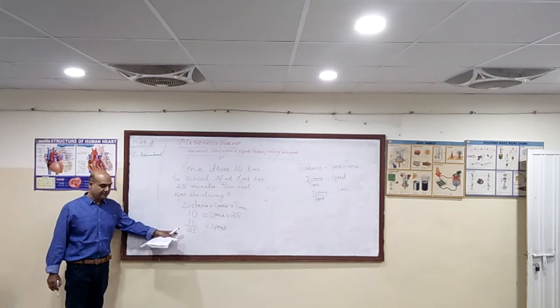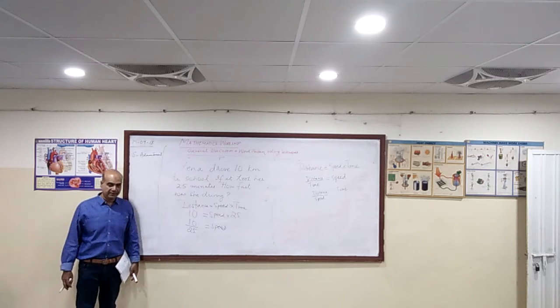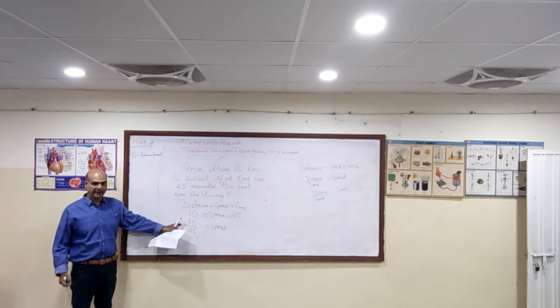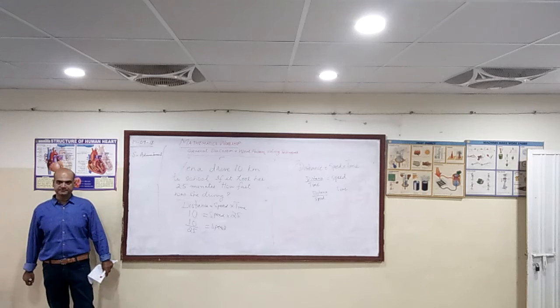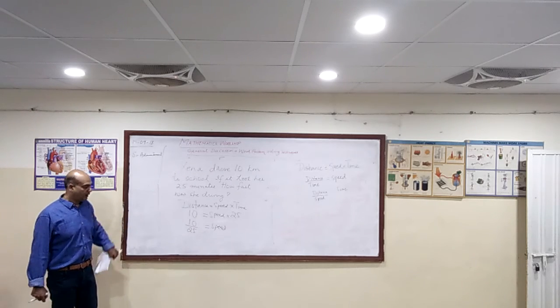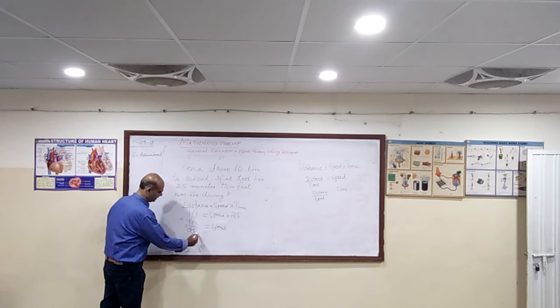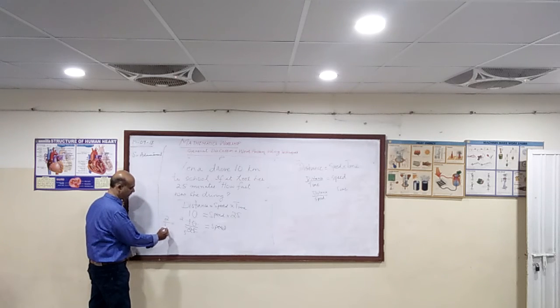Still our work is incomplete. Although we have got the answer, it is a general rule that whenever you can simplify a fraction, convert it into the simplest form. How are we going to do it? 5 times 2 and 5 times 5. So what do we get? 2 upon 5.